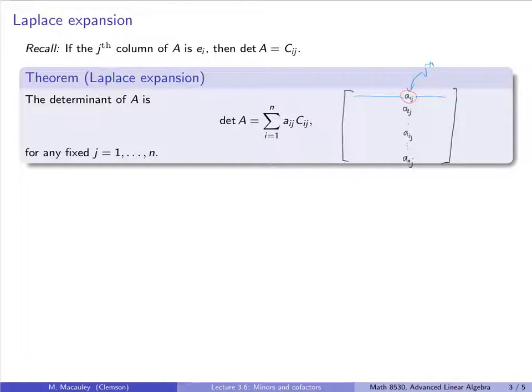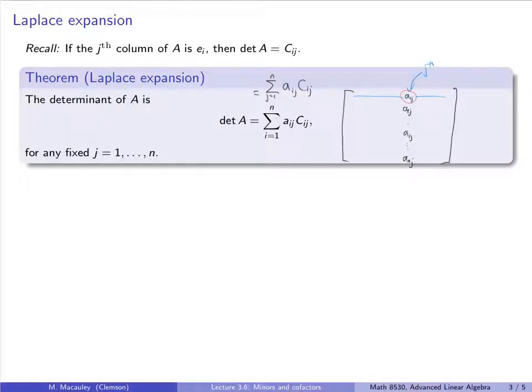Now, we'll say that it's easy to show that if this holds, there's nothing special about going down a column, we could go across a row. So we could instead take j equals 1 up to n and do aij, cij.